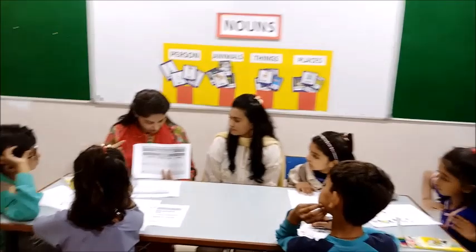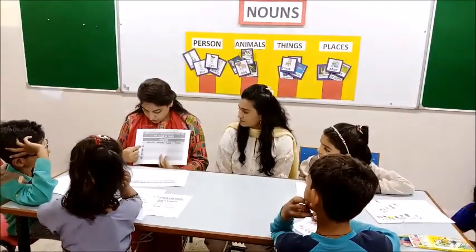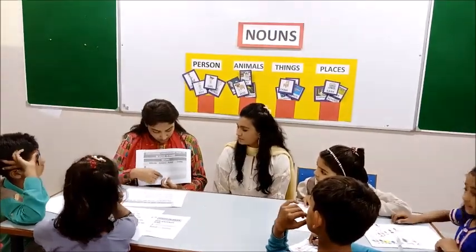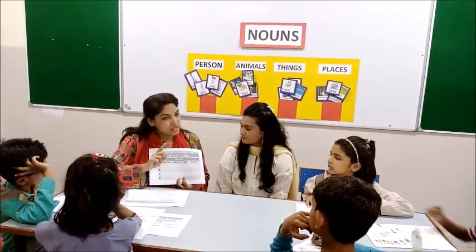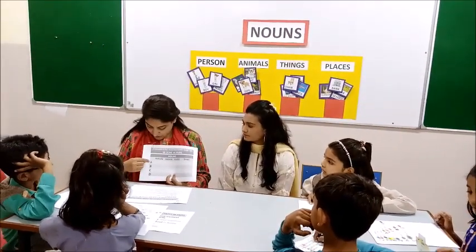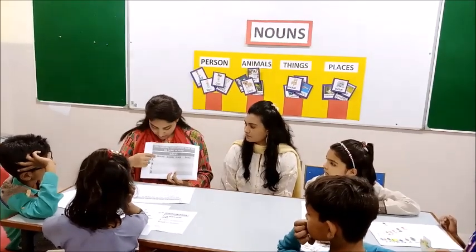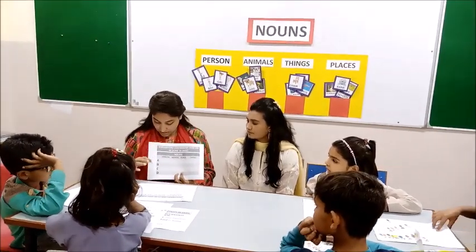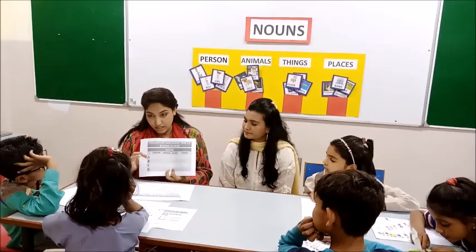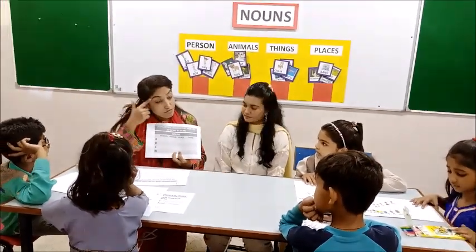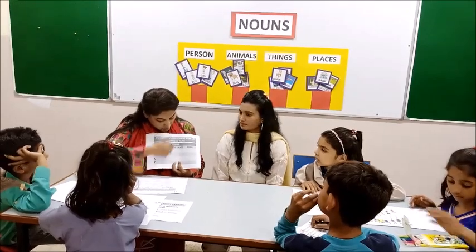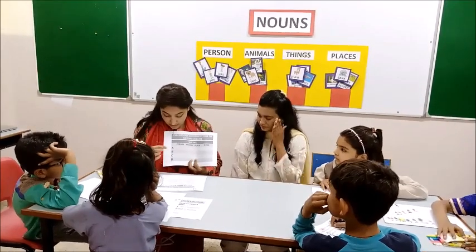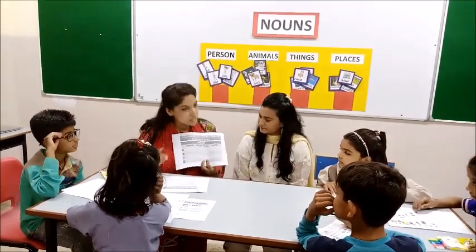Okay, nouns, and you have to write different names of persons, animals, places and things, but these names have to be only with these letters. First you have to write the name of a person, animal, place and thing starting with A. Okay? And then you have to think of the name of a person, animal, place or thing which starts with B. Same thing with C and D. So let's do it together.